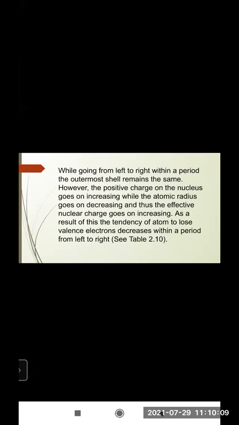I will tell you one example. If you see the periodic table, second period, for example, lithium, beryllium, boron, carbon, nitrogen, oxygen, fluorine, neon. All these elements have only two shells. Clear? So the outermost shell remains the same. No new shell is added. But as you go down in a group, the number of shells increases.